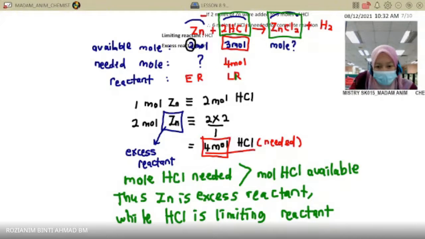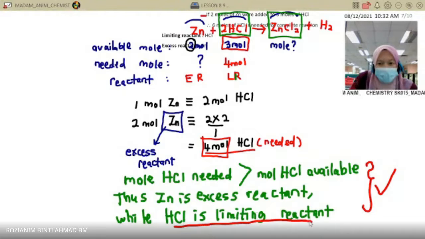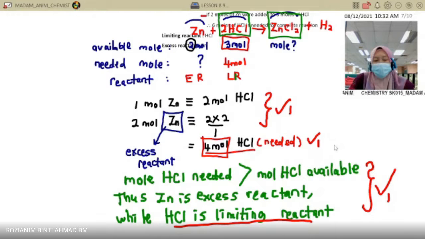Okay, conclusion ni dia akan dapat 1 markah, dengan syarat finalnya dia jumpa siapa limiting reactant. Kalau you hanya buat conclusion zinc is excess reactant, tak ada markah. So dekat sini mana lagi markah? Ini. Stoichiometry 1. Mol needed 1. Conclusion 1. Nak cari limiting reactant, you boleh jumpa dekat sini 3 markah direct. Okay, dapat? Ada soalan nak tanya? Boleh.